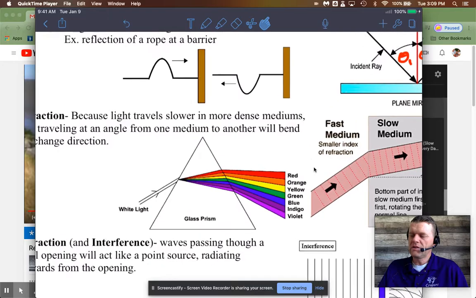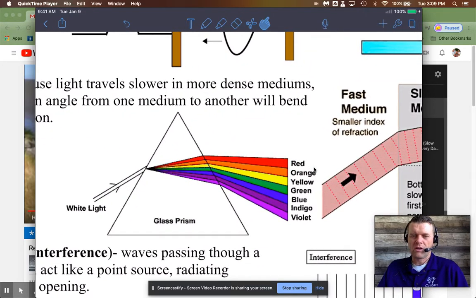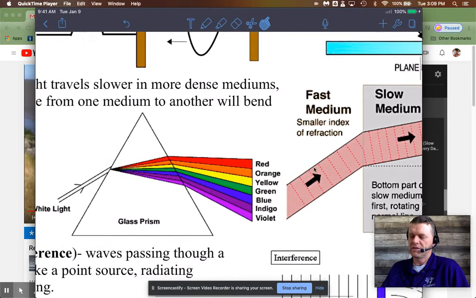And light actually refracts. White light will enter a glass prism and each of the wavelengths of light will bend or refract at a different angle, and this is what causes the scattering of light. And we get to study that a lot in Physics 30.